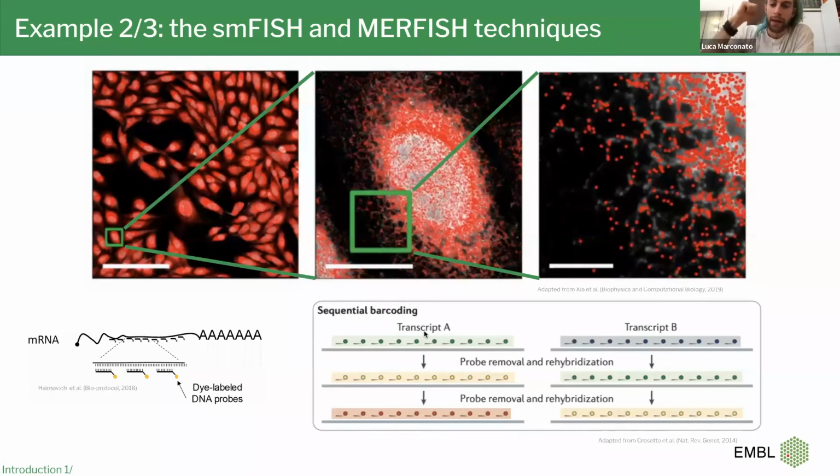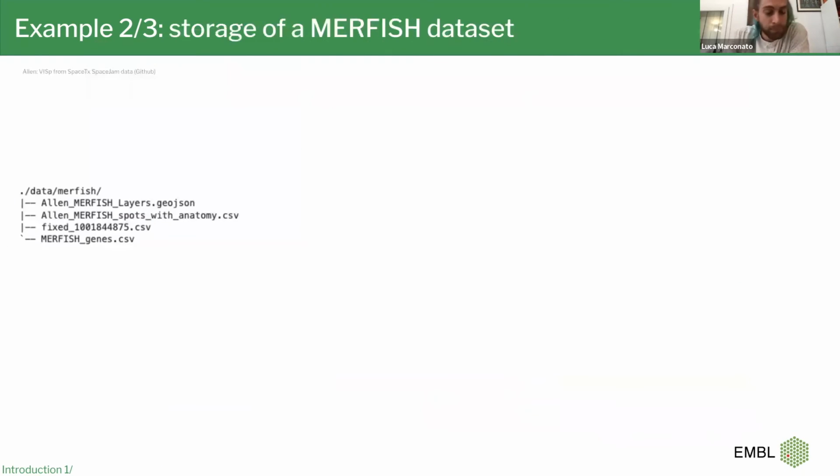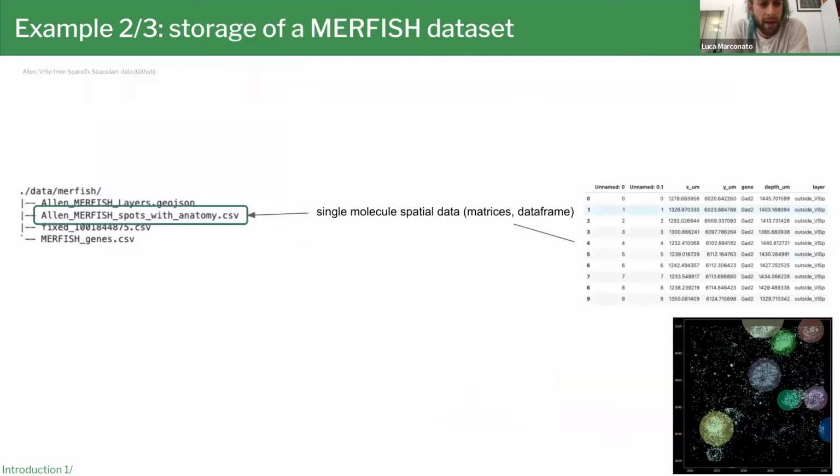So you do staining and then probe removal, you rehybridize, you remove the probes again. So for each location, you have a sequence of colors, but this is the very raw data. And then what you do is that you find the coordinates and you assign a gene to each coordinate. So this is how the technique works. This is instead how the data look. So in this dataset, this is a mouse brain MERFISH dataset.